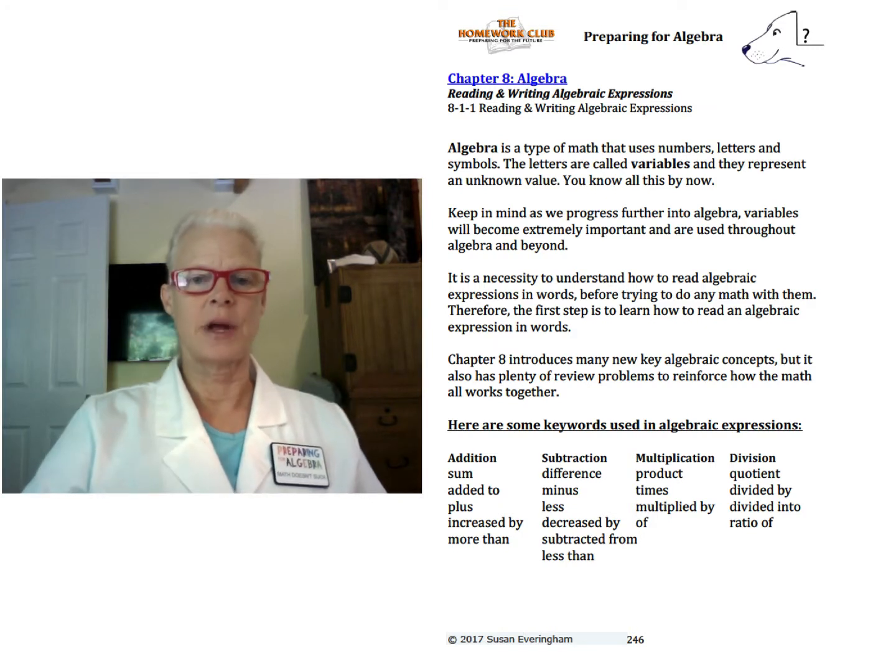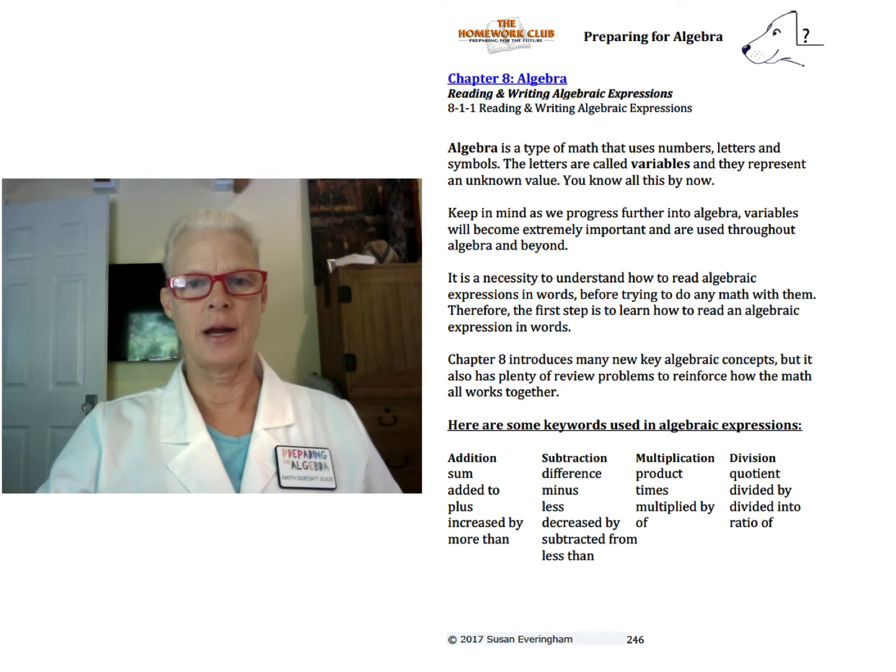Page 246 and page 247, the beginning of Chapter 8, Preparing for Algebra.